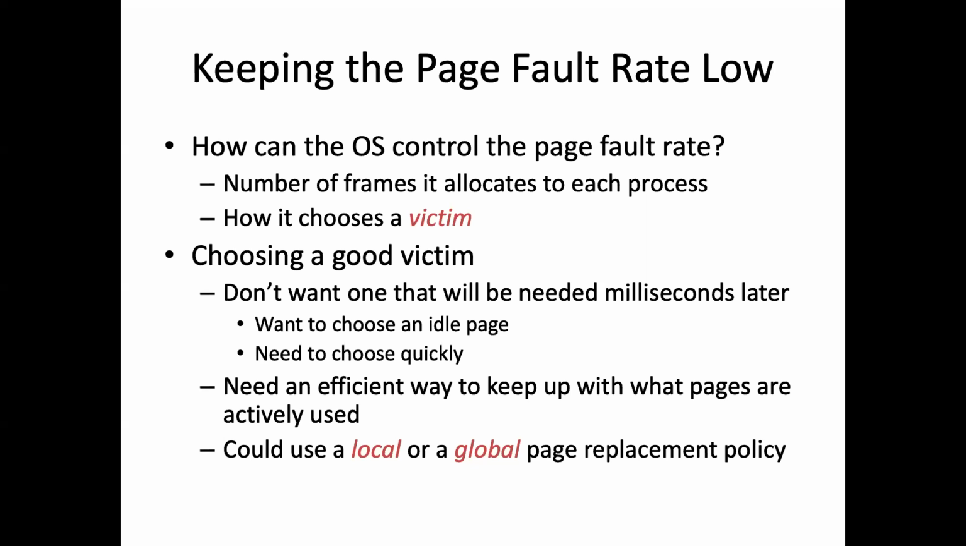So if there's some other process that has a lot of frames that it's not actively using, maybe those would make a better choice as a victim. And we'll revisit this later. It's worth knowing now. But later we'll see there are some advantages to local and there are some advantages to a global page replacement policy.